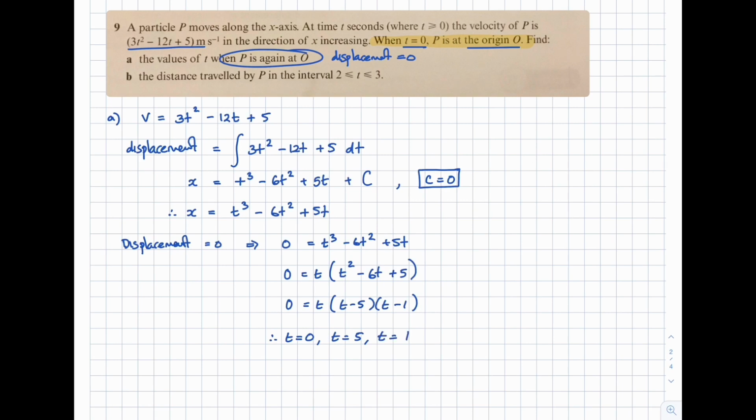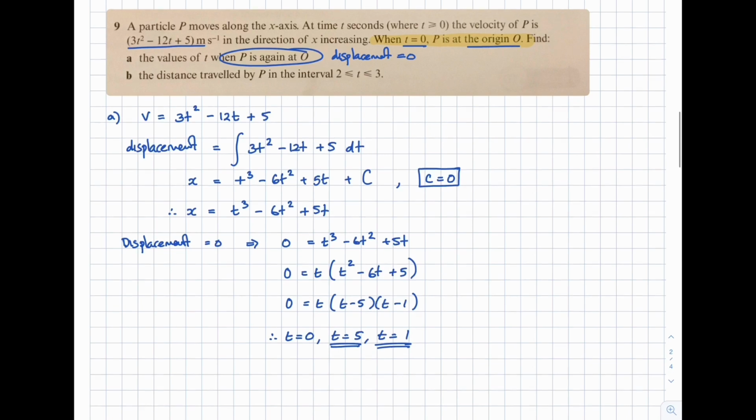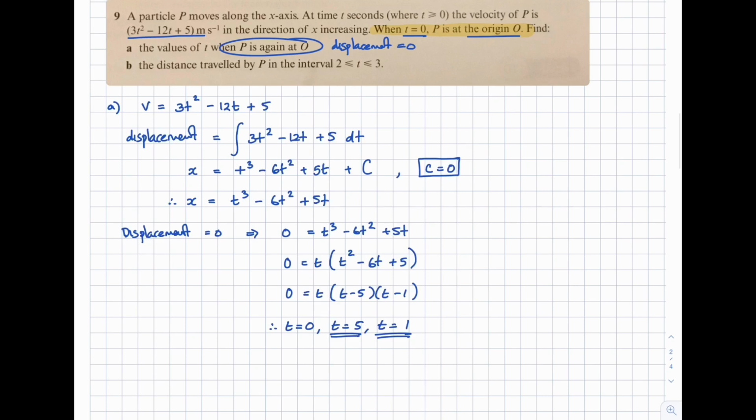So find the values of t for when the particle is going to be again at O, well, that's going to be when t is equal to 5 and t is equal to 1. So that's the answer to part A of the question. Part B of the question. Find the distance travelled by the particle in the interval 2 to 3 seconds.